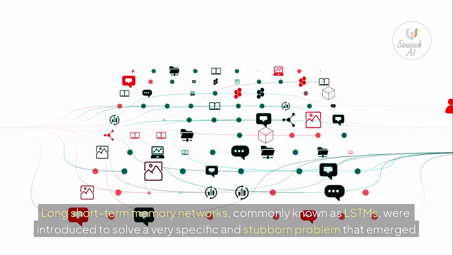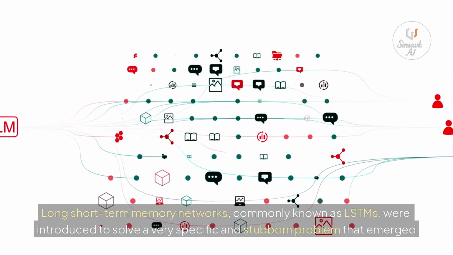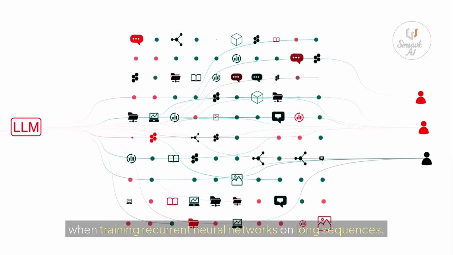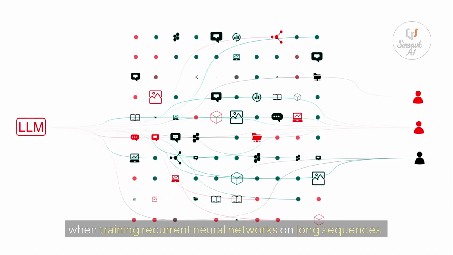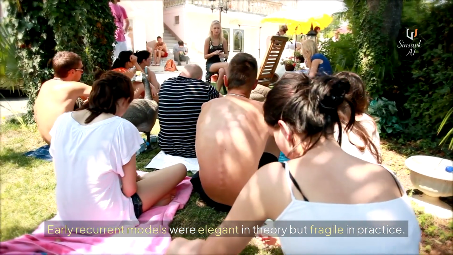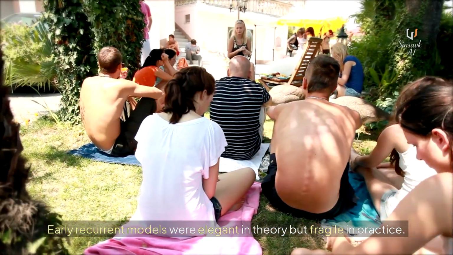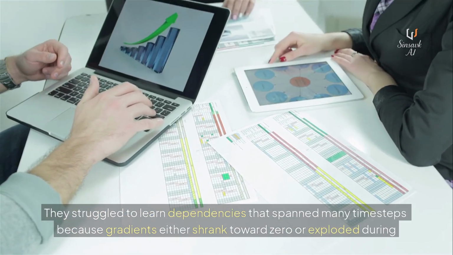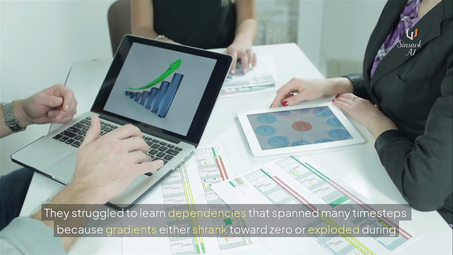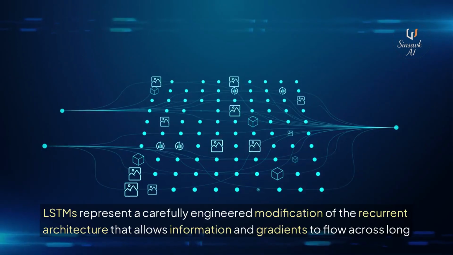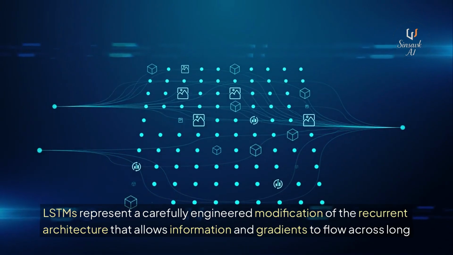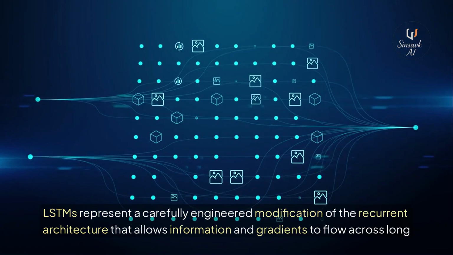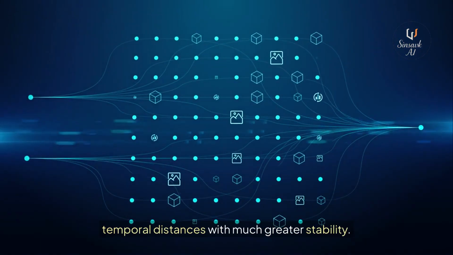Long short-term memory networks, commonly known as LSTMs, were introduced to solve a very specific and stubborn problem that emerged when training recurrent neural networks on long sequences. Early recurrent models were elegant in theory but fragile in practice. They struggled to learn dependencies that span many time steps because gradients either shrank toward zero or exploded during backpropagation through time. LSTMs represent a carefully engineered modification of the recurrent architecture that allows information and gradients to flow across long temporal distances with much greater stability.